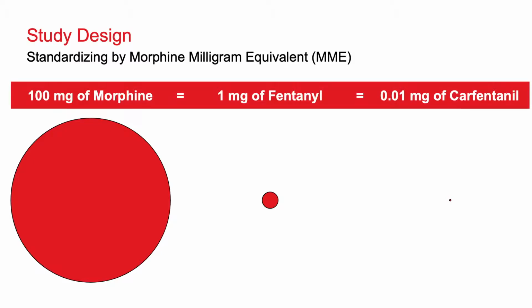Fentanyl can be up to 100 times more potent than morphine, and carfentanil, commonly used as a sedative for large animals, including elephants, can be up to 10,000 times as potent as morphine. Now, this is an extreme example, and most of the prescribed drugs that we will be looking at are less than 4 times as potent as morphine. However, this example really illustrates the importance of standardizing opioid strength in your analysis.